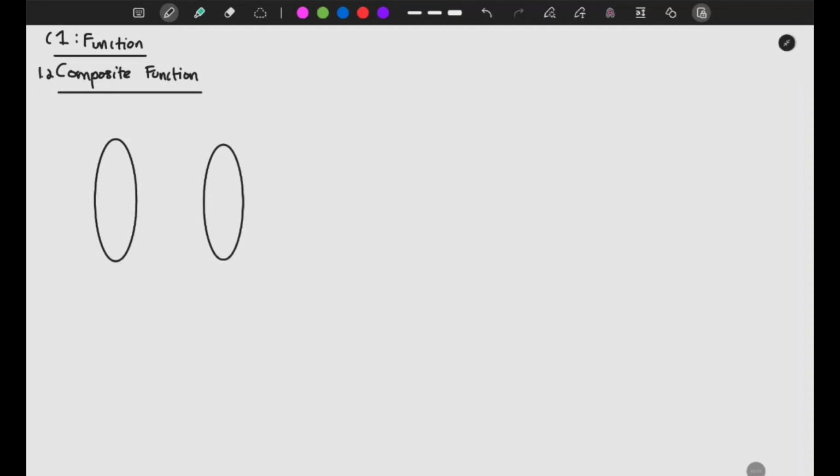So today I'm going to continue my second part of the function in Addmaths, which is the composite function. So welcome back guys. What's composite function? You know what is function, right?